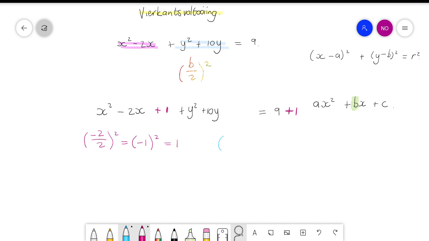So I'm going to say for the second part, it's 10 over 2 squared. Is daai bietjie lig?